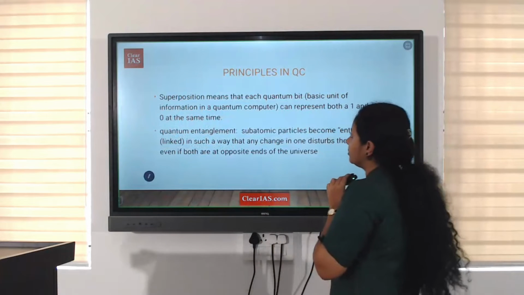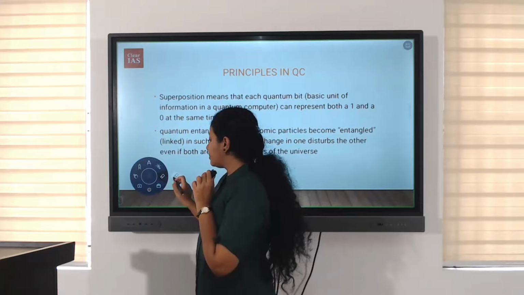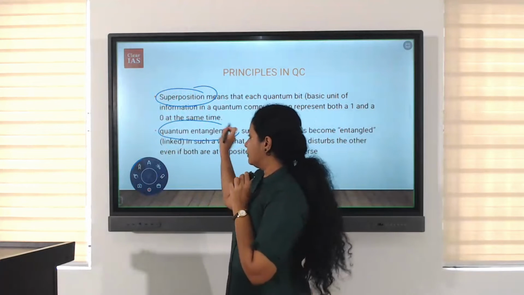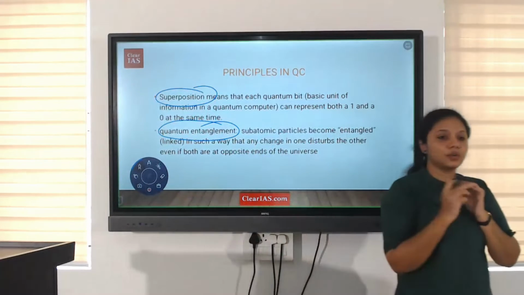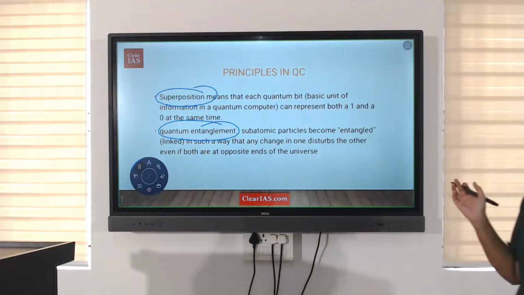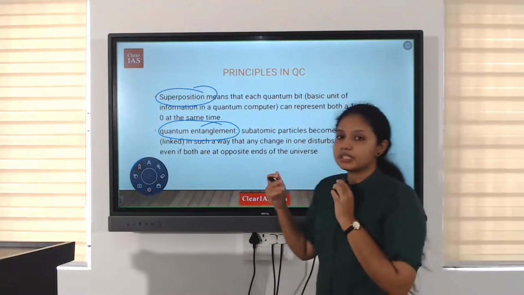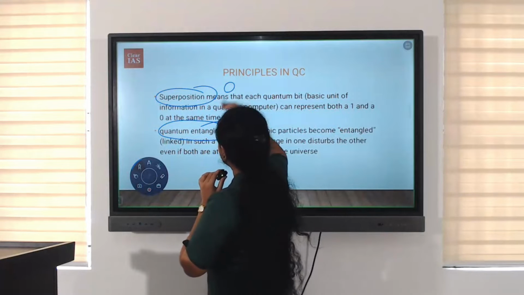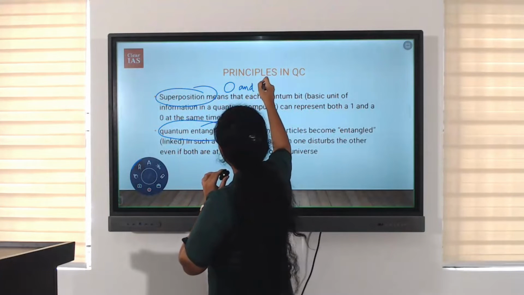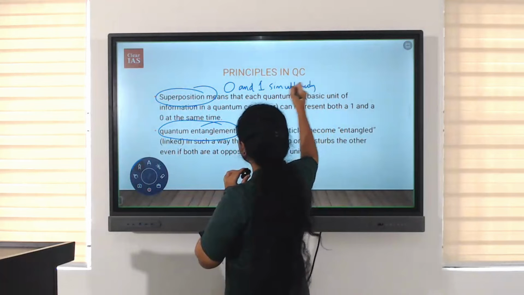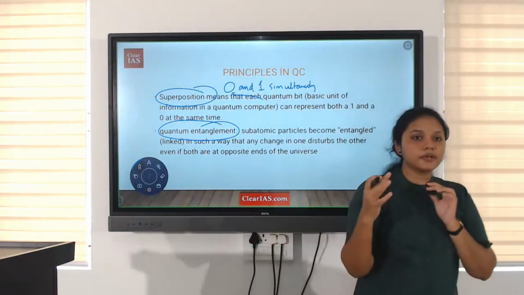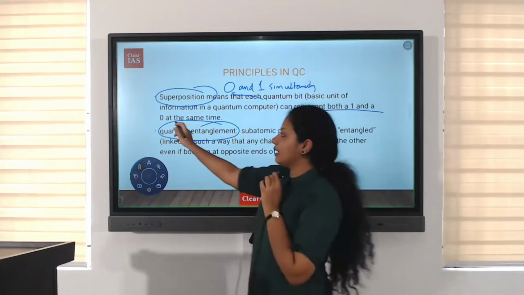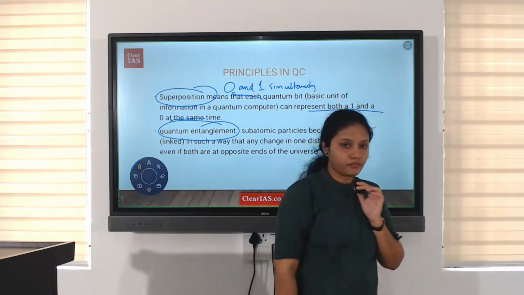Clear with this? Now, two of the important principles in quantum computing are superposition and quantum entanglement. Just know that superposition and entanglement are related to quantum computing. Superposition is what we just discussed: the quantum bit stays in the form of 0 and 1 simultaneously. The principle of superposition says that each quantum bit represents both 0 and 1 at the same time.